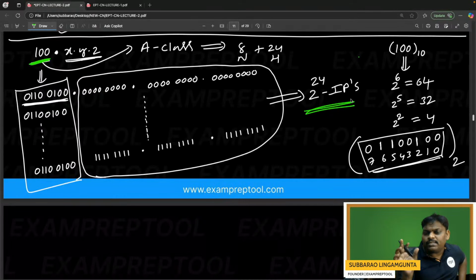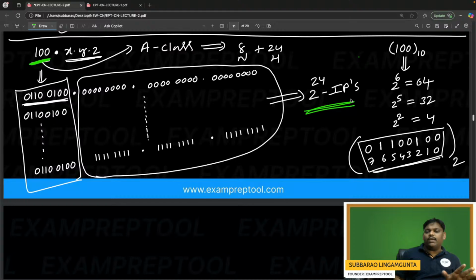Okay, please help me. Every IP contains how many bits? One class A network, if you take, has 2 power 24 IPs. Can you help me now? In all these IPs, how many bits are there?